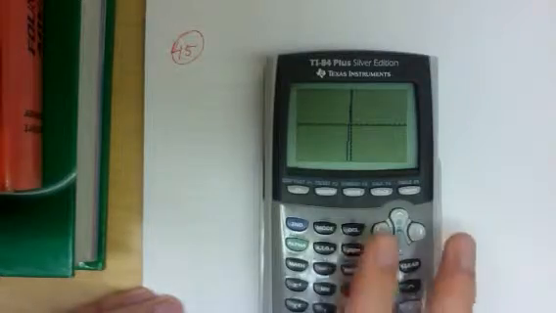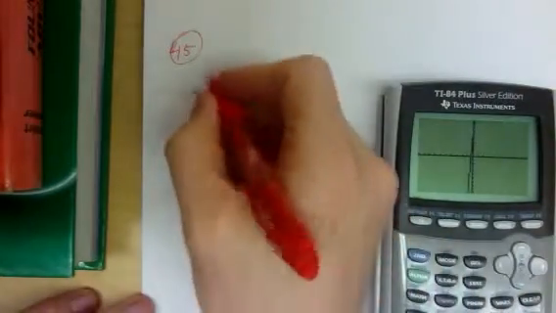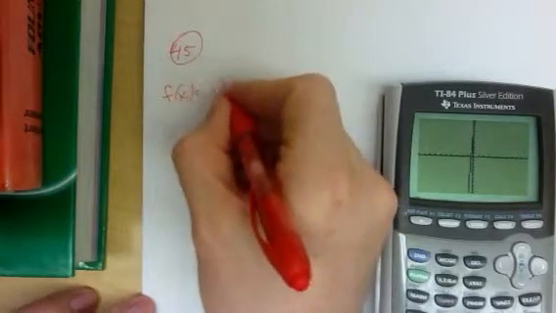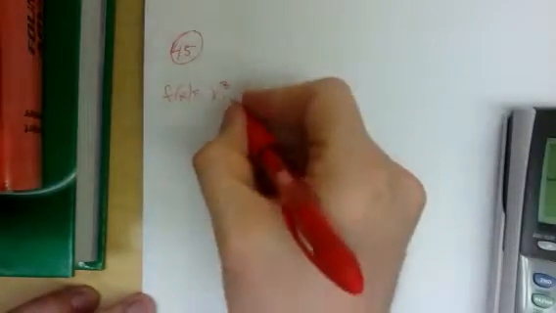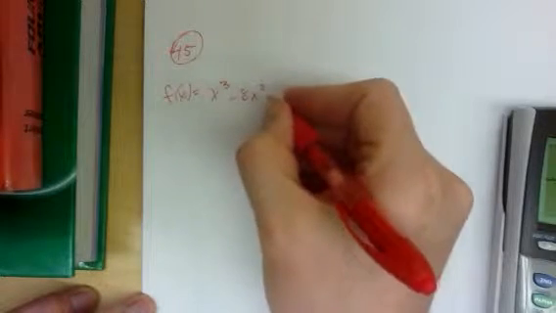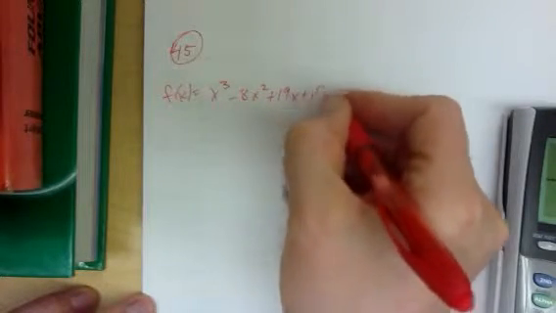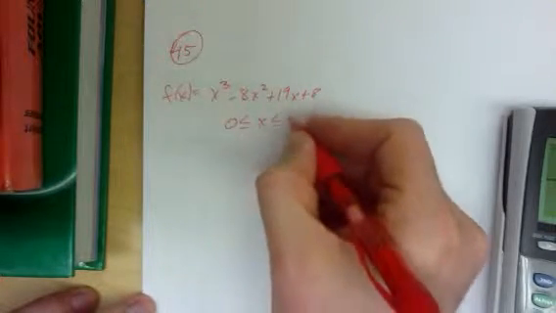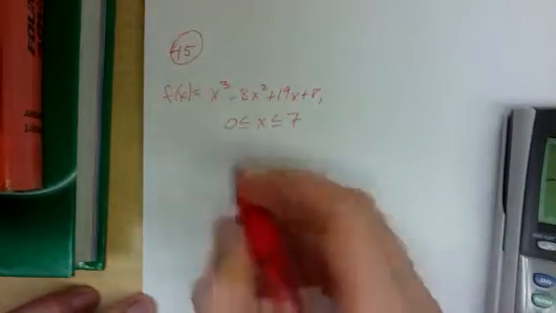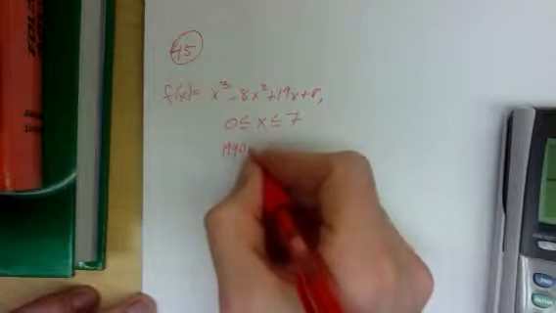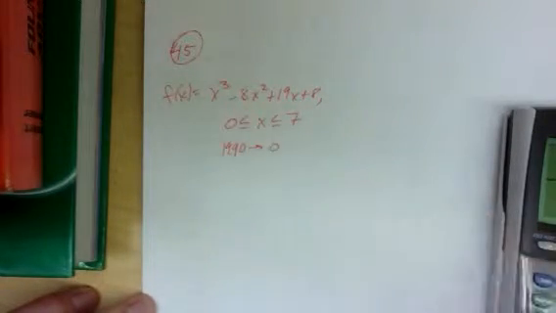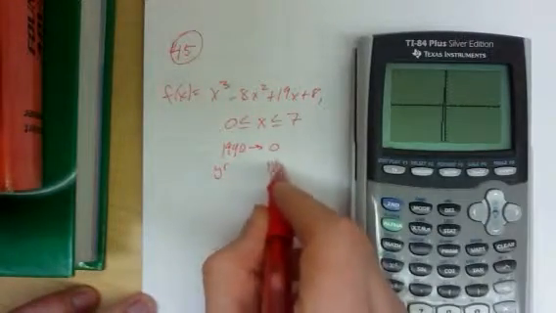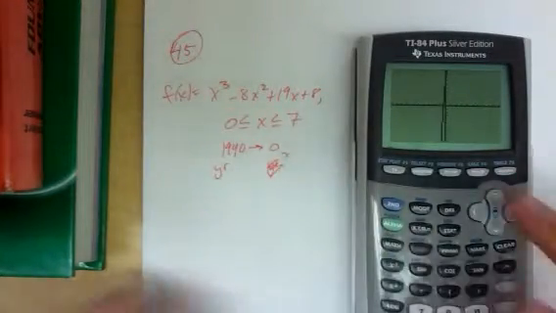The function itself, and take a second here to write it on the paper, f of x equals x cubed minus 8x squared plus 19x plus 8, is defined from 0 less than or equal to x less than or equal to 7, and 1990 corresponds to x equals 0, the year 1990, or I should say x when x is 0.